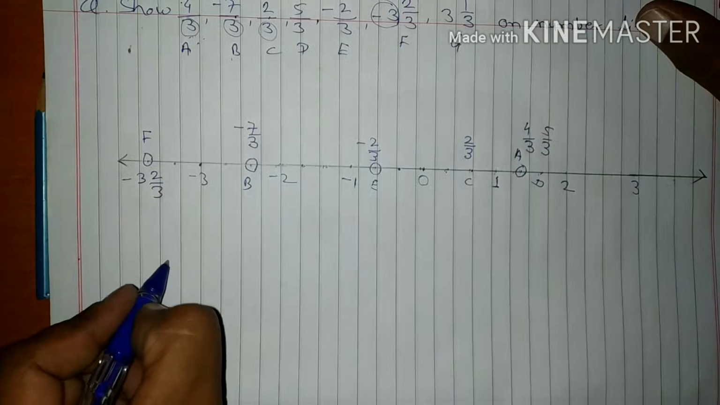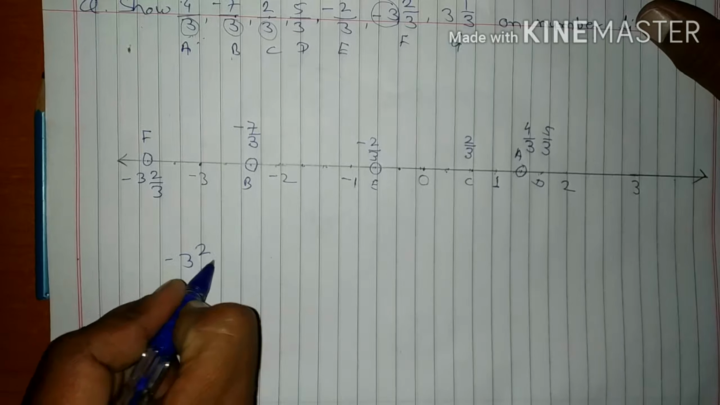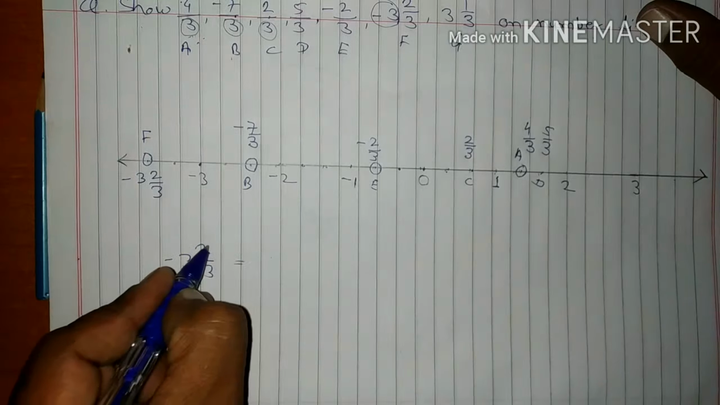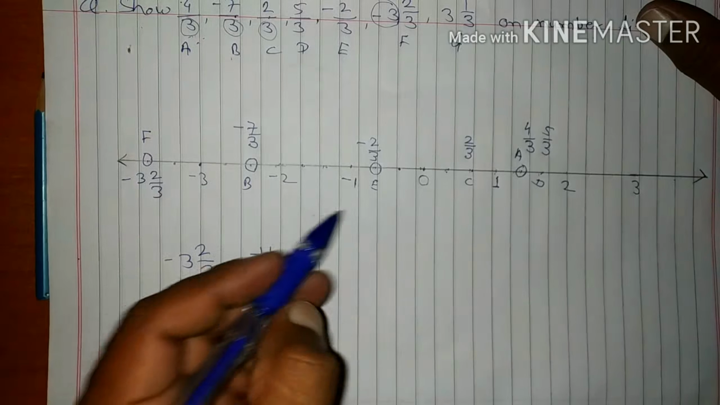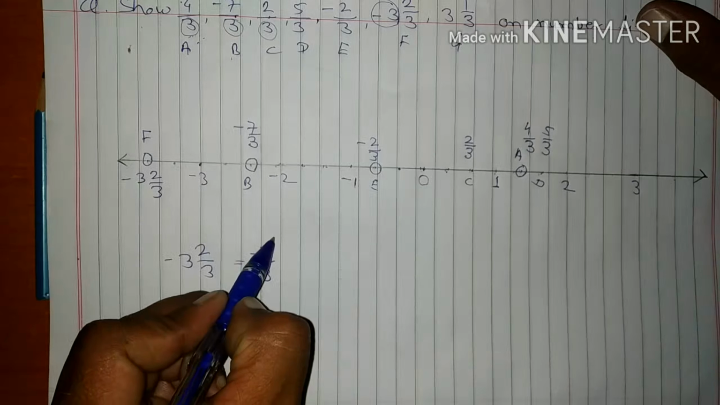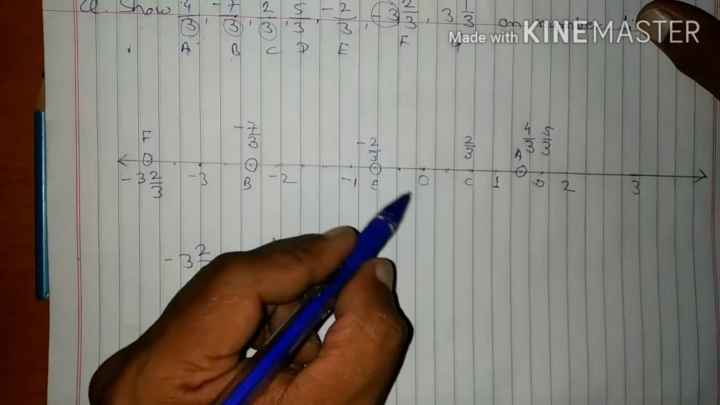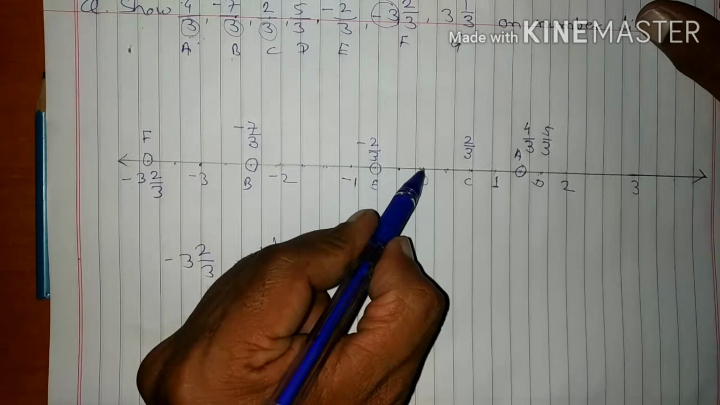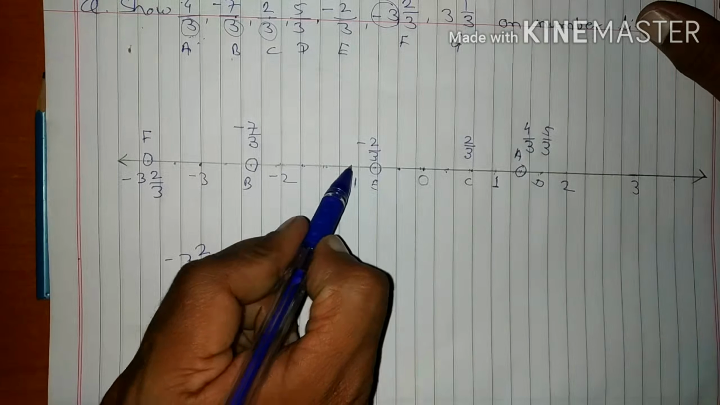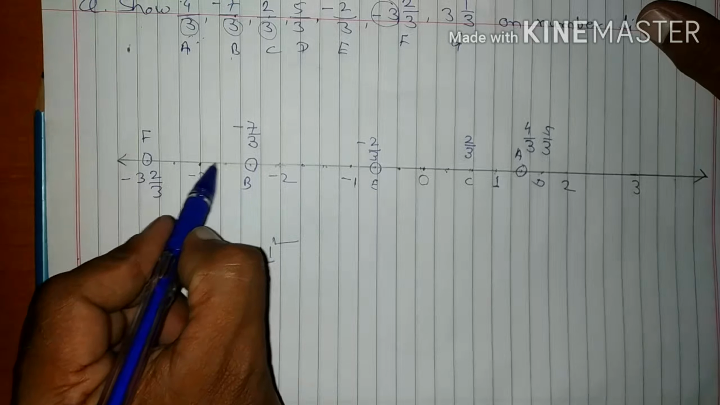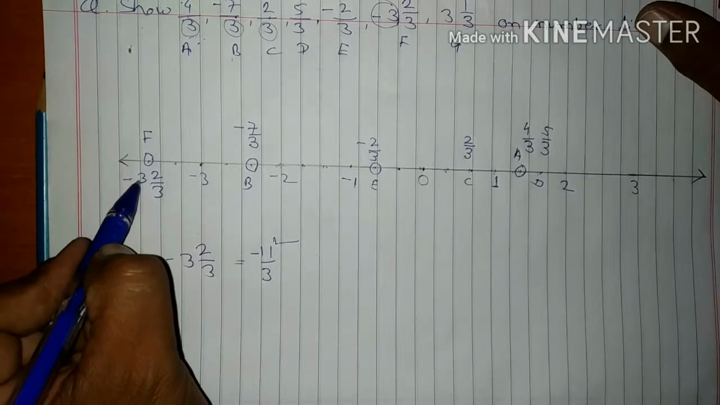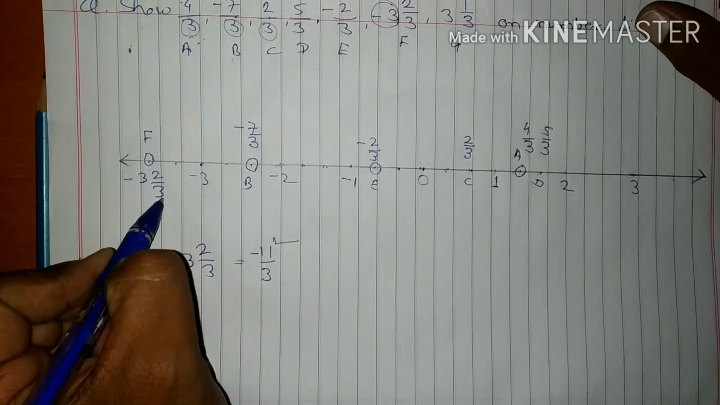This point we can show like this also. Minus 3 completed, 2 upon 3 is equal to 3 times 3 is 9 plus 2, 11 upon 3, minus 11 upon 3. So let's show my 11th point on negative side. So this is 0, 1, 2, 3, 4, 5, 6, 7, 8, 9, 10, 11, which is equal to minus 3 completed, 2 upon 3.